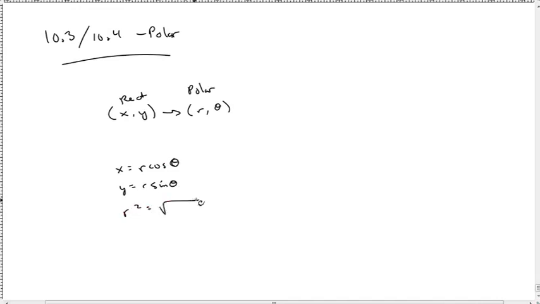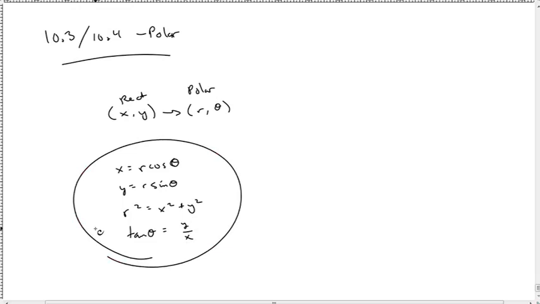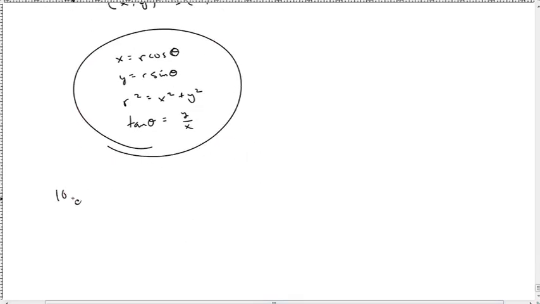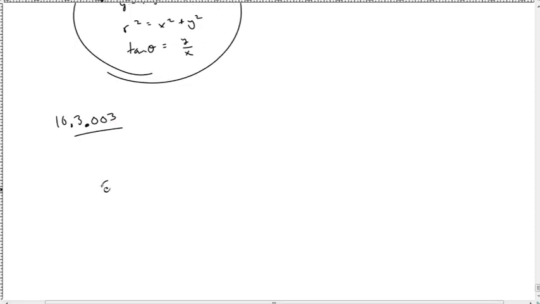So let me just give you these basic formulas that you've seen before. x equals r cosine theta, y equals r sine theta, r squared is equal to x squared plus y squared, and tangent of theta is equal to y over x. These four equations are so super important that you should memorize them for sure. I'm not a memorizing kind of guy, but these are memorizable. So let's just do some pre-calculus. Honestly, that's all this stuff is right now.